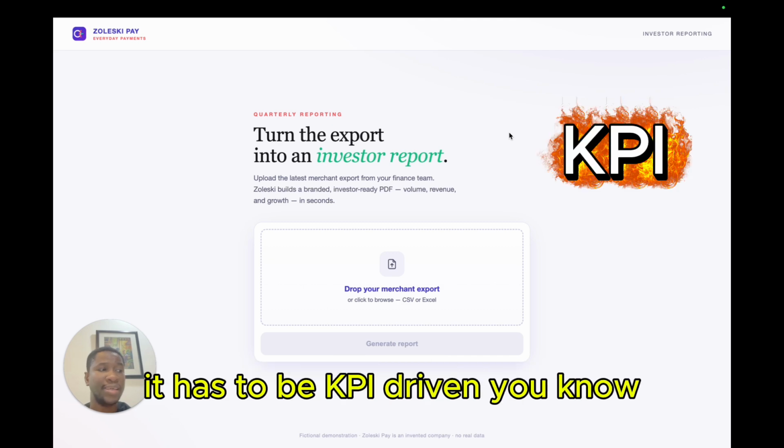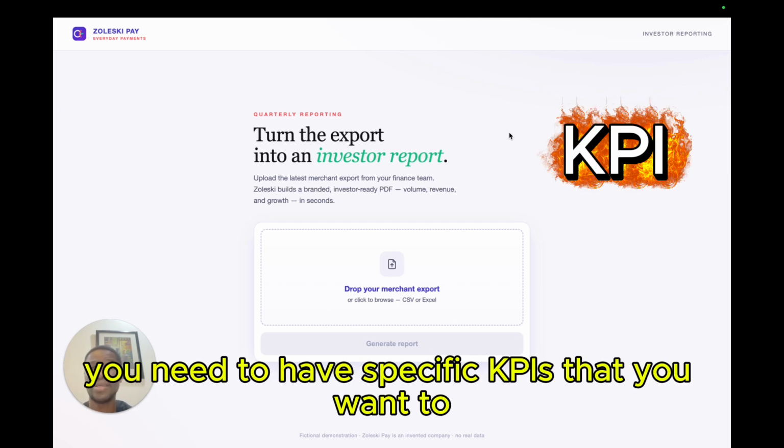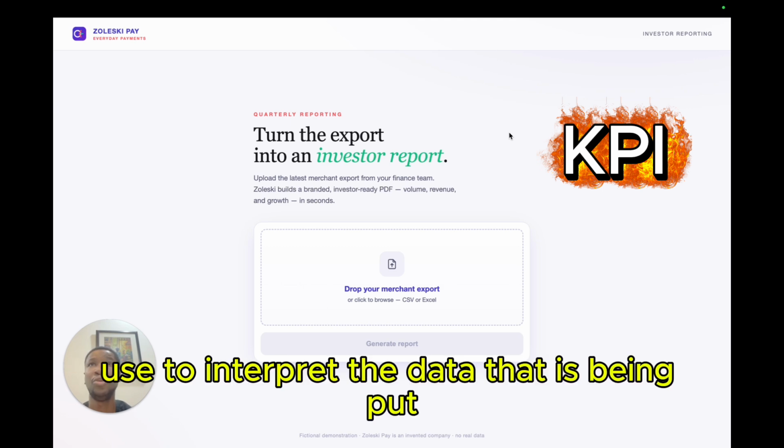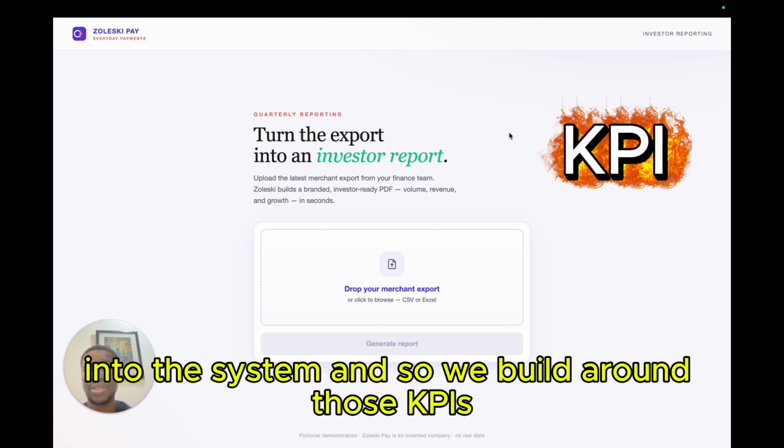Now, this is important. It has to be KPI driven. You need to have specific KPIs that you want to use to interpret the data that is being put into the system. And so we build around those KPIs.